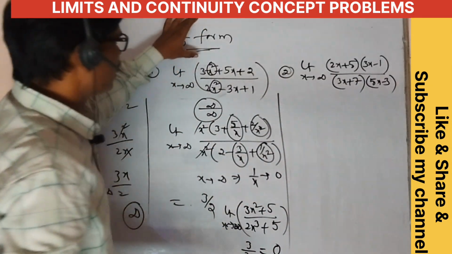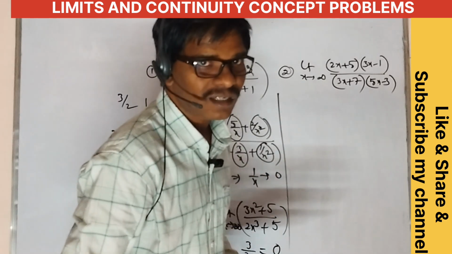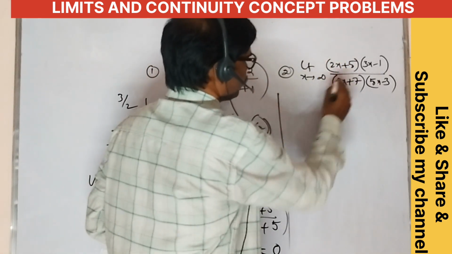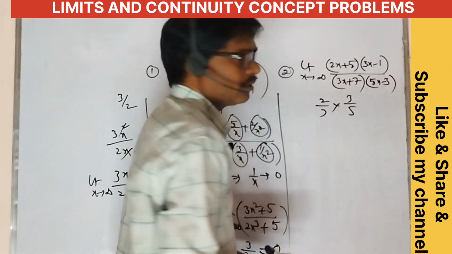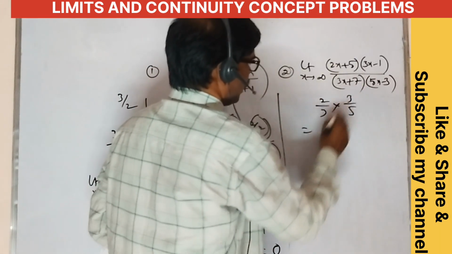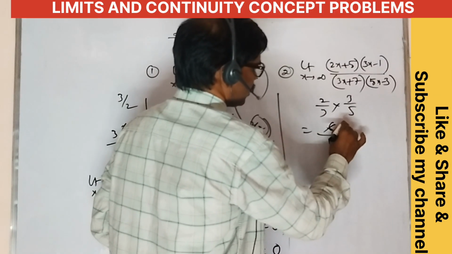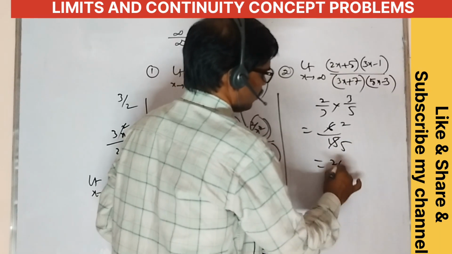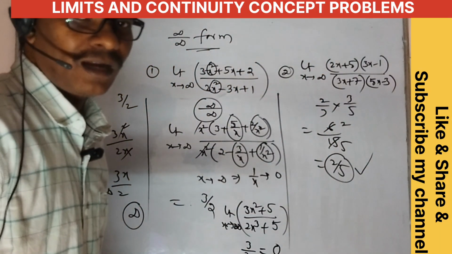Next, the infinity by infinity form. In this case also it is infinity by infinity. What is the answer? Take the x coefficients: here it is 2, and here it is 3, so 2 by 3 and 3 by 5. 2 into 3 is 6 and 3 into 5 is 15. So 2 times 3 and 3 times 5 gives 2 by 5. 2 by 5 is our answer. This is the shortcut. Okay, understand this one.